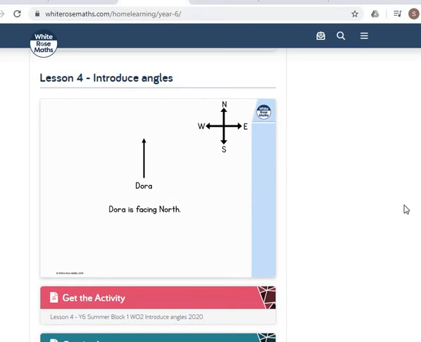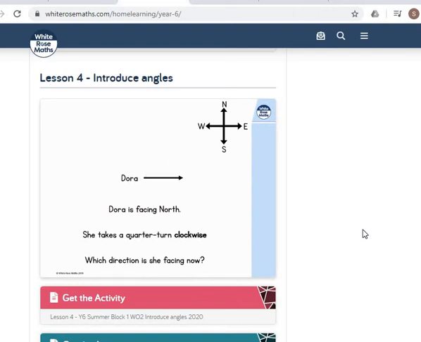Dora is facing north. She takes a quarter turn clockwise. Which direction is she facing now? So a quarter turn is equal to 90 degrees. Let's watch. She's turned clockwise, and she turned a quarter turn. She's now facing east.